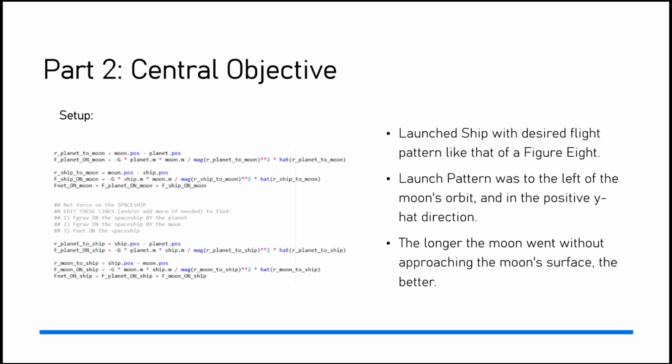The goal for this part was to give the ship a figure-8 trajectory between the moon and the planet. This required fine-tuning the ship's initial velocity components, both x and y, so that it avoided crashing while remaining gravitationally bound.